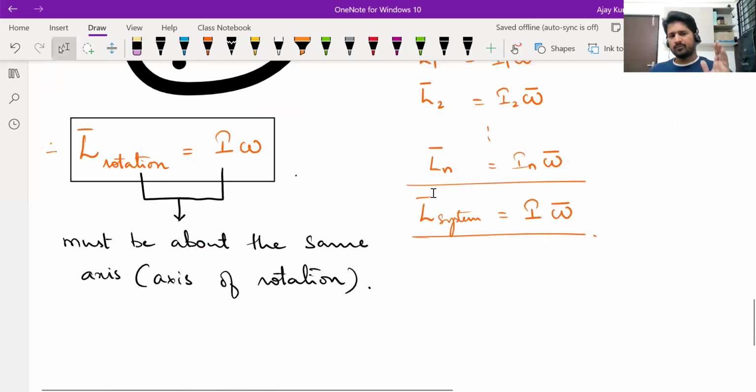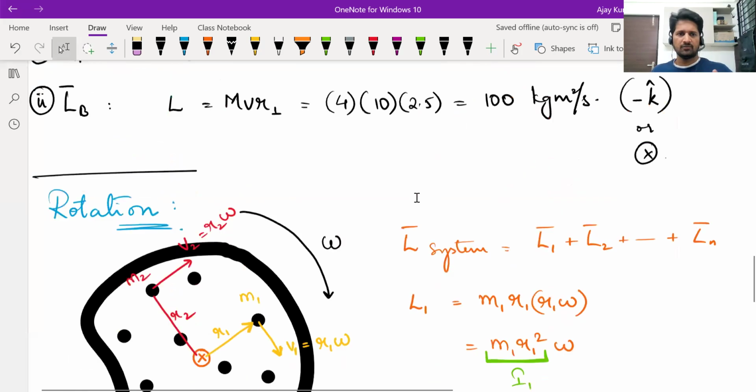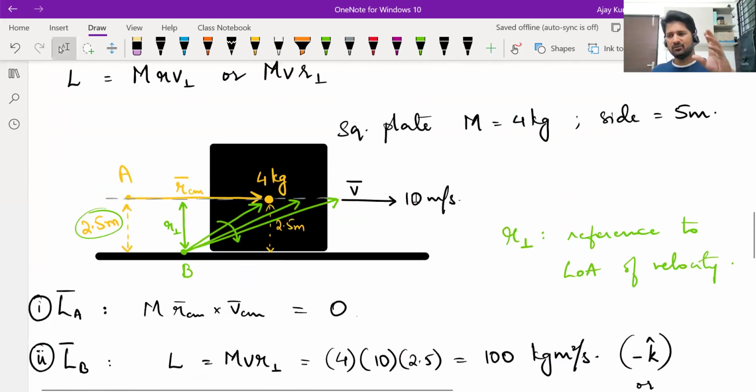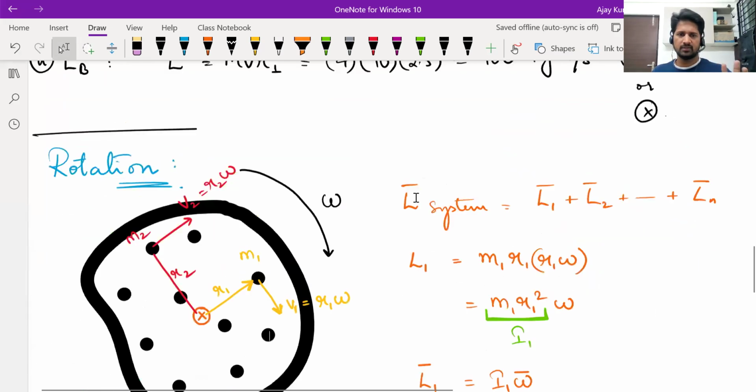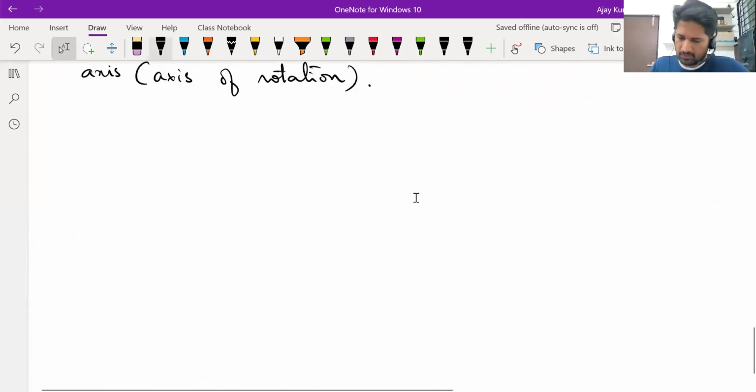So remember, in rotation, for a system in pure rotation, angular momentum is I omega. For a system in pure translation, you can treat the system as a single particle placed at its center of mass and solve. Okay, let's solve one problem based on this quickly.